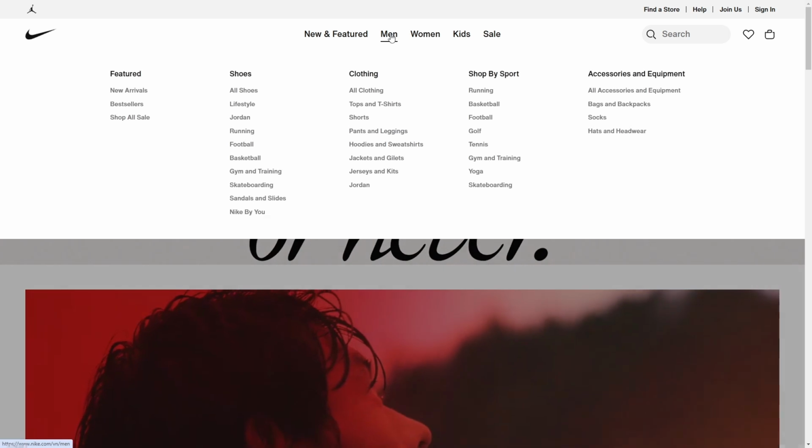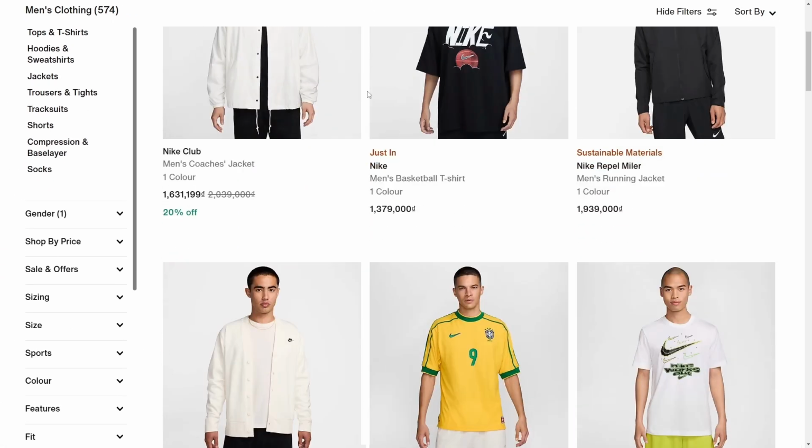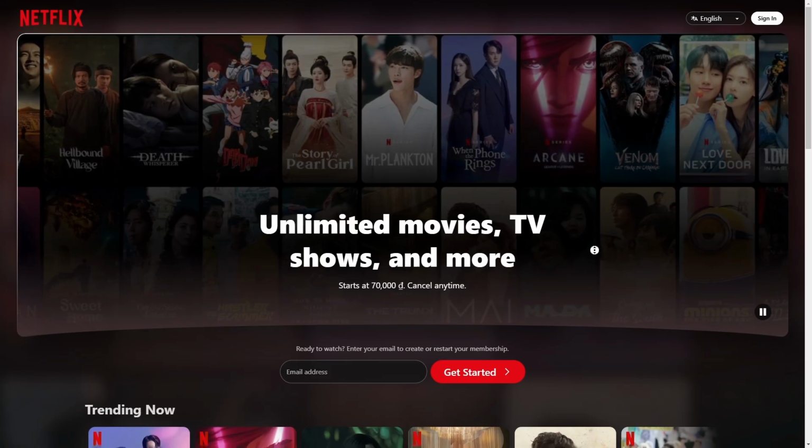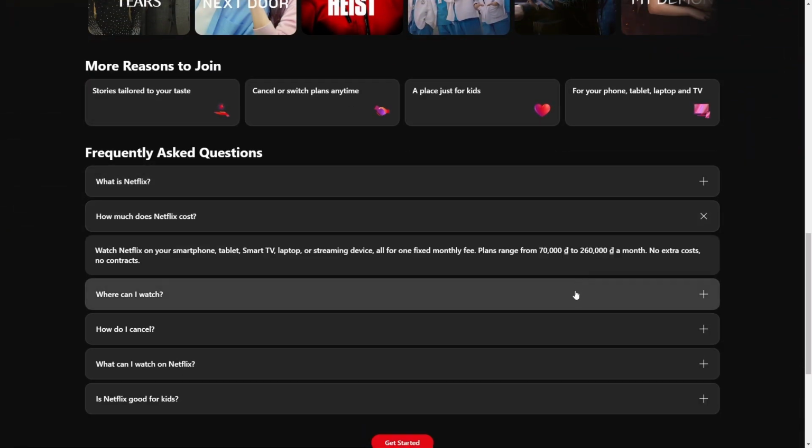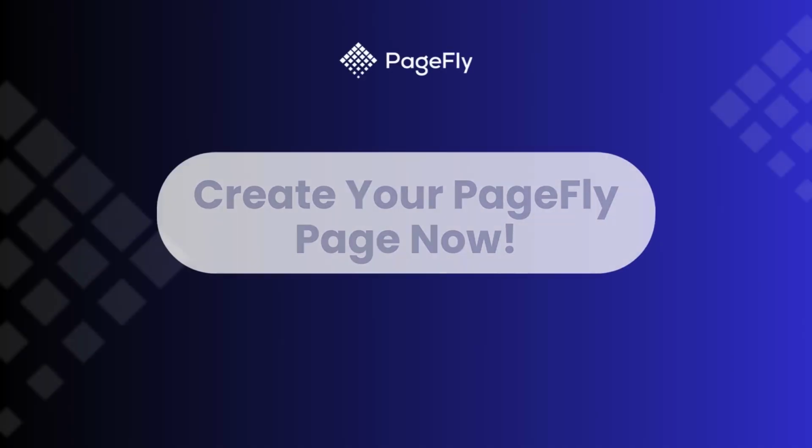These are just a few of the essential pages that every successful e-commerce store needs. By creating clear, informative, and engaging pages, you'll build trust with your customers and improve your sales experience. Ready to start? Let's get building!